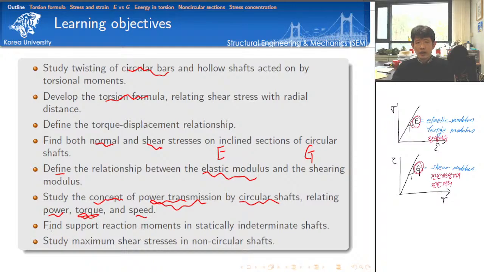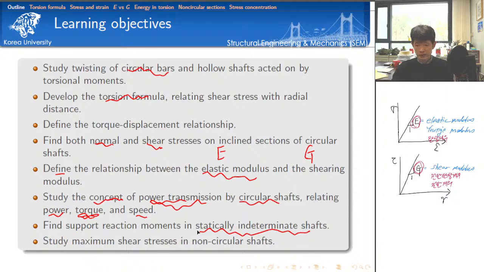And then again, similar to what we discussed in the chapter on axial members, we want to talk about the effect of reaction to discuss statically indeterminate shaft members. Statically indeterminate problems. And the solution approach is still the same. We still use the same three conditions, and we deal with the conditions one by one. Then we can solve the problem.